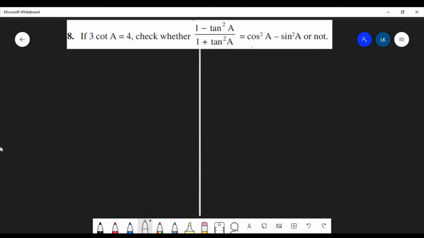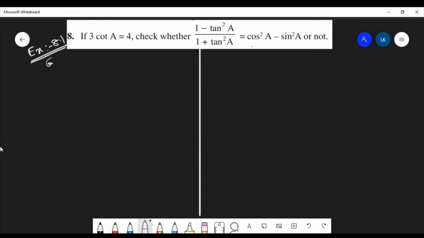In this session we are going to see the 8th, 9th, 10th remaining problems which we have to solve in exercise number 8.1. Let us go to the problem. If 3 cot A is equal to 4, check whether 1 minus tan square A by 1 plus tan square A is equal to cos square A minus sin square A or not.